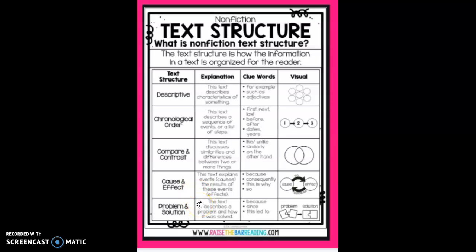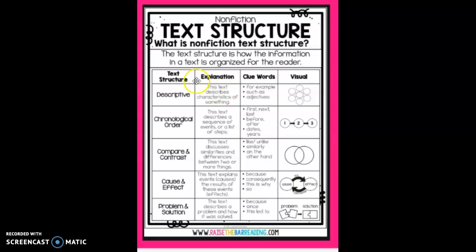Problem and solution is the other one we looked at, where the author describes a problem or an issue and how it was solved or how we could solve it. They use words like because, since, or this led to, and those are two things that link together. So we have a problem where things are not working the right way, and then the author gives you the solution.